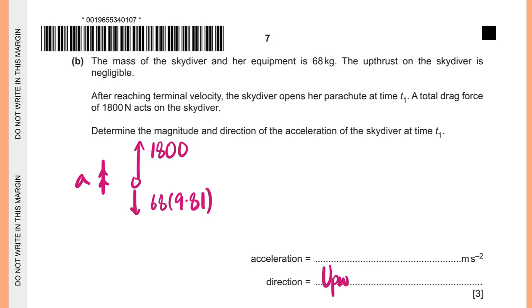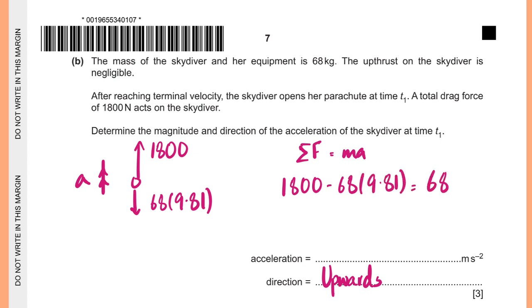So let me just first write that. And then I'll start using Newton's second law, F equals ma. So it's going to be 1800 minus 68 times 9.81, that is equal to ma, so that is equal to 68a. Then you just plug in your values and try to find this out. So that turns out to be 17 meters per second squared.